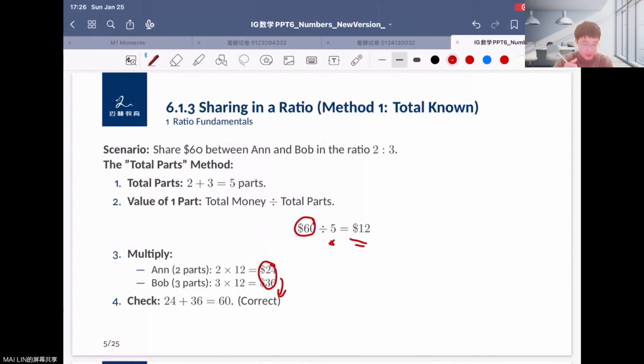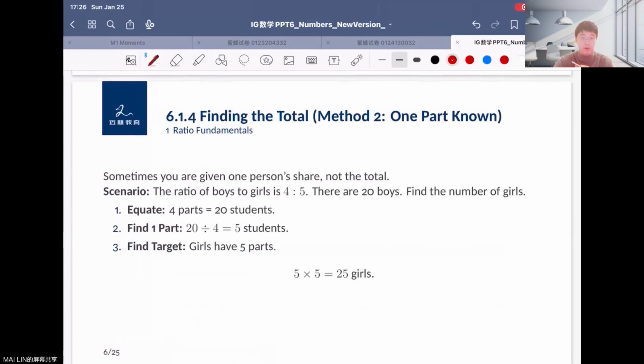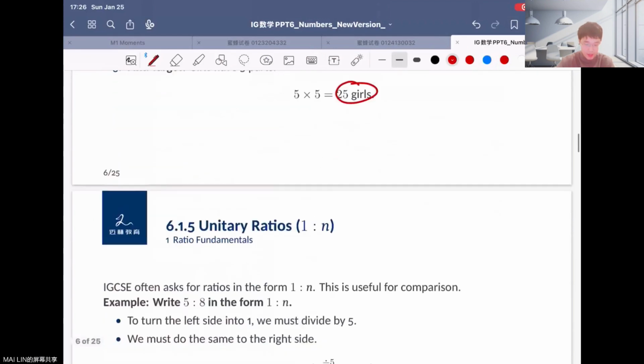Okay. And here is also a question about finding the total. The ratio of boys to girls is 4 versus 5, and there are 20 boys, right? So we can say the boys are 4 parts, and the number of them is 20. So 4 parts equals 20. Each part is 20 over 4 equals 5 students. So for one part, we have 5. After that, you can find the target: the girls are 5 parts, so you can use 5 times 5, because you get 25 girls. The total number of girls is 25.